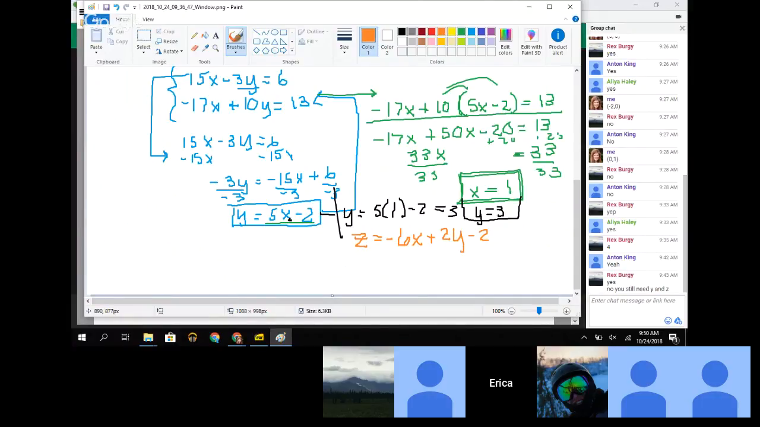Right? So now I plug in my x and my y. So negative 6 times 1 plus 2 times 3 minus 2. So I get negative 6 plus 6 minus 2, or z equals negative 2.